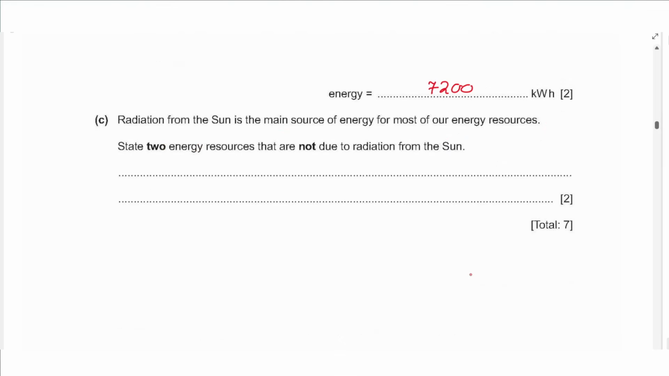Question C says radiation from the sun is the main source of energy for most of our energy resources. State 2 energy resources that do not originate from the sun. These are two sources of energy, which are geothermal, which is the heat from the inner core of the planet, and nuclear energy, which is from the energy stored in the nuclei of unstable elements.